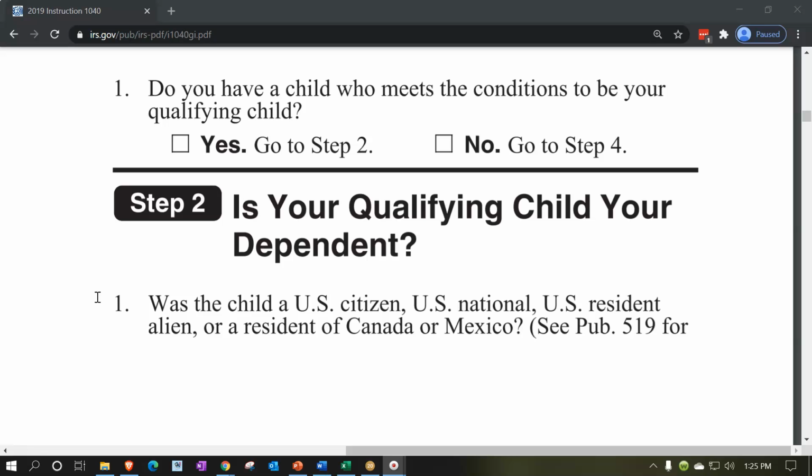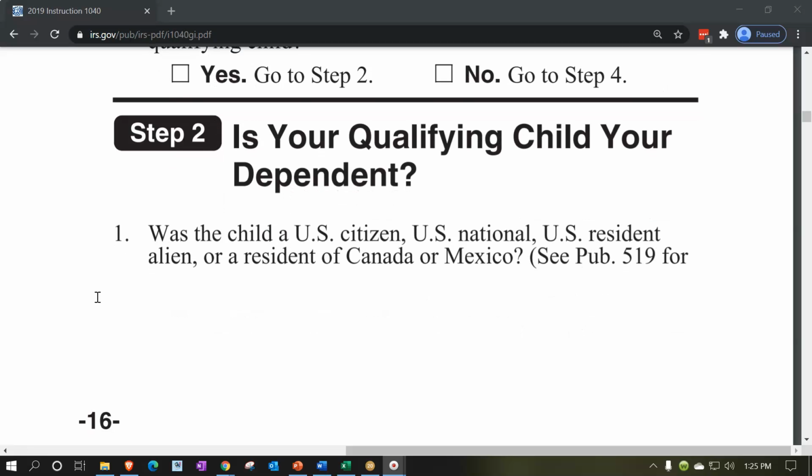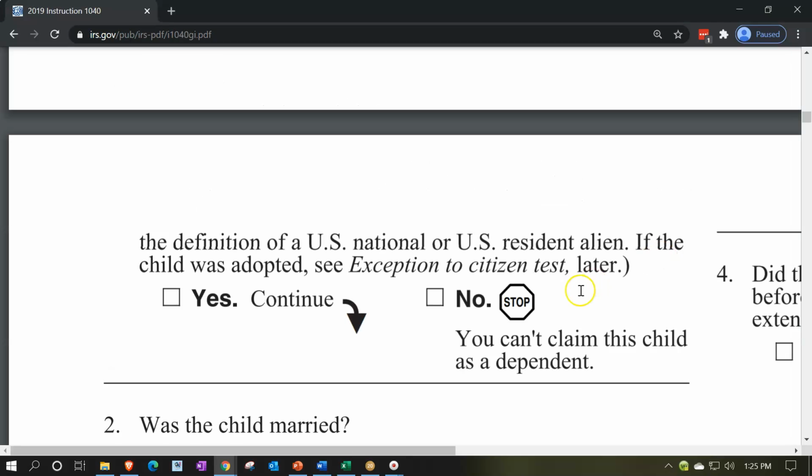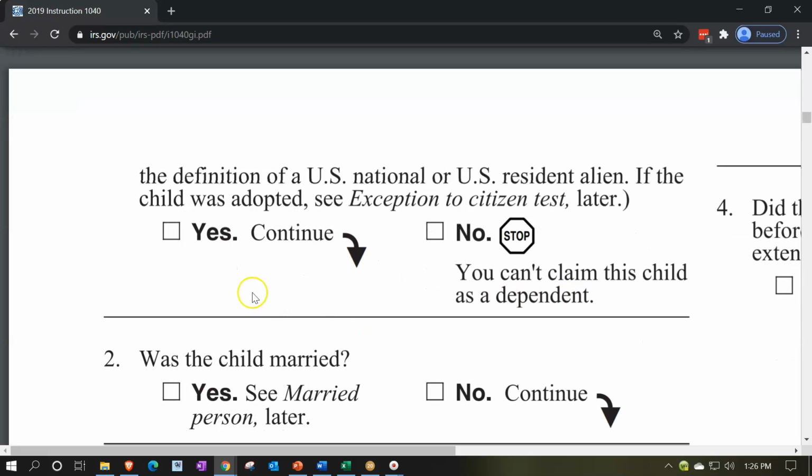1, was the child a U.S. citizen, U.S. national, U.S. resident alien, or resident of Canada or Mexico? If you have questions about that, you can see publication 519. And then if the child was adopted, you can see exception to citizen test later as well. So if yes, then we'll continue on. If no, we have to stop there because you can't claim the child as a dependent.